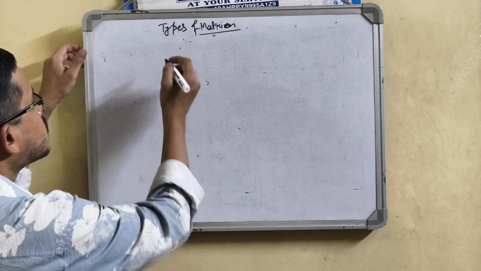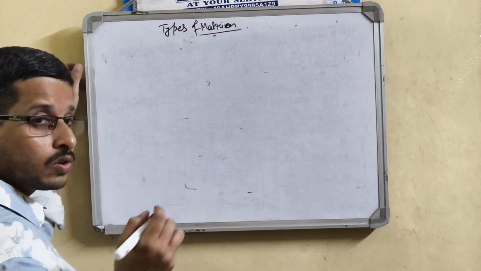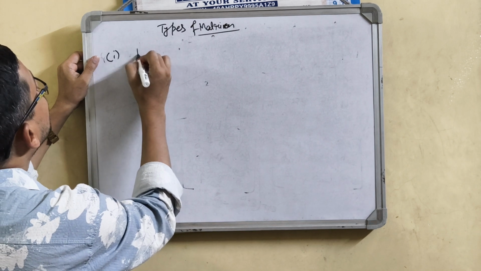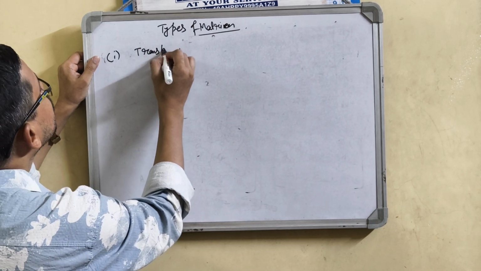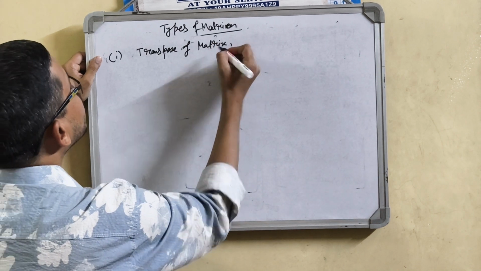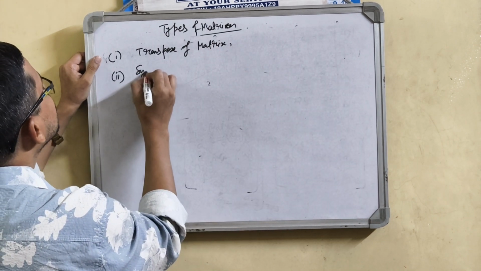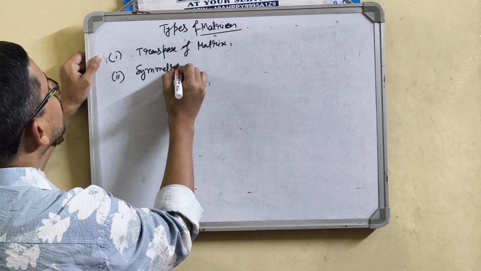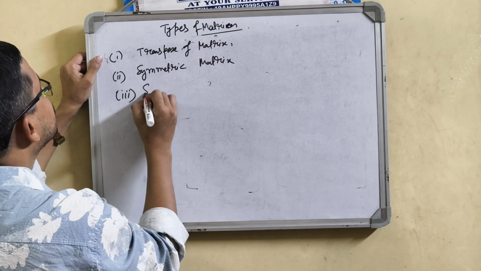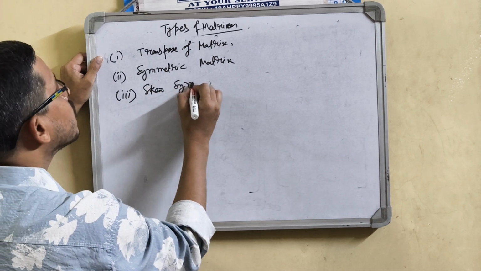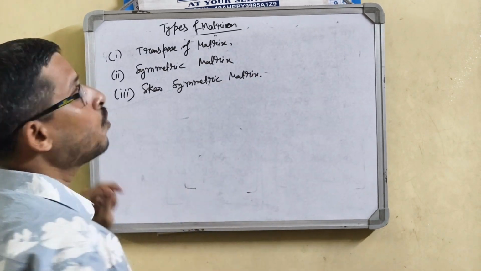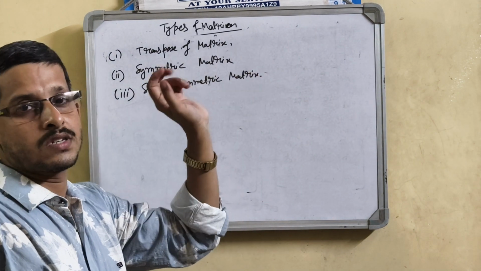This is the transpose. Let us now discuss three definitions. First is the transpose of a matrix, second is the symmetric matrix, and third is the skew symmetric matrix. Now, what is the transpose of a matrix?